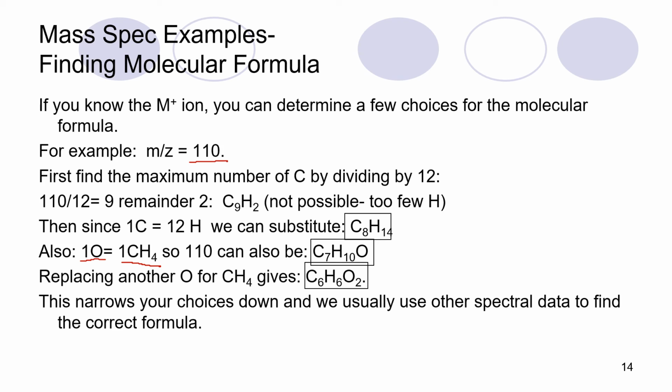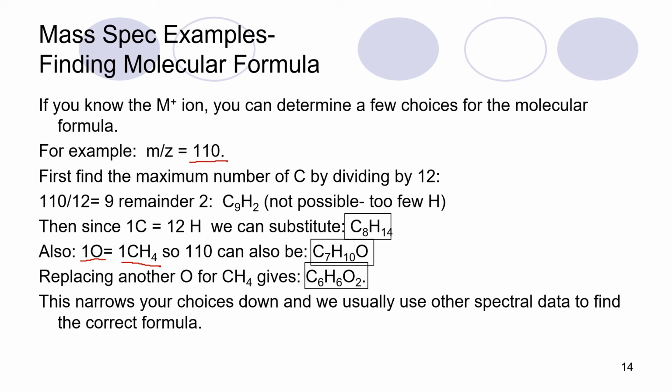So let's see, if we start with C8H14 and we remove a carbon and 4 hydrogens, we get C7H10, and then we add an oxygen. So this has the same mass, 110. C8H14 has a mass of 110, and C7H10O also has a mass of 110. We could do another O. We've got a lot to work with here. So what if we take away another carbon and another 4 hydrogens? We get C6H6O2. So all of these 3 are possibilities, and that's a good place to start.